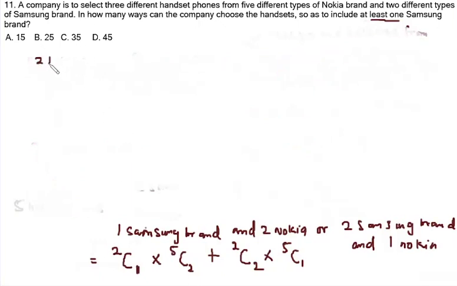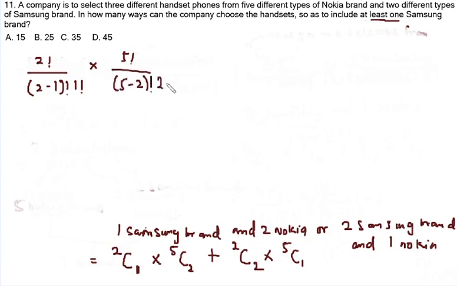divided by (2 minus 1) factorial, and then 1 factorial, times 5 combination 2 is 5 factorial divided by (5 minus 2) factorial, 2 factorial, plus we have 2 factorial divided by (2 minus 2) factorial, close bracket factorial, times 5 factorial divided by (5 minus 1) close bracket factorial, 1 factorial.